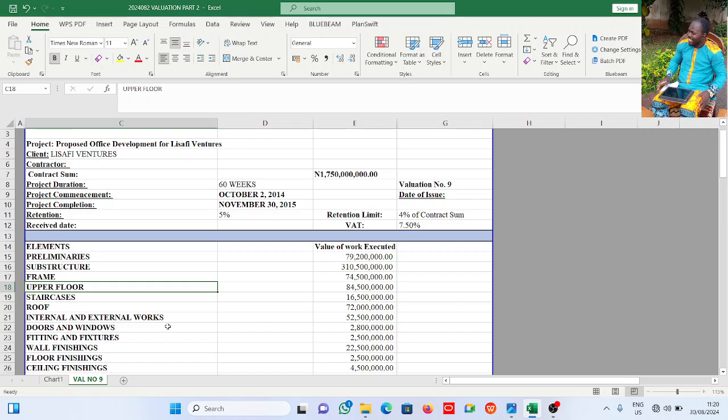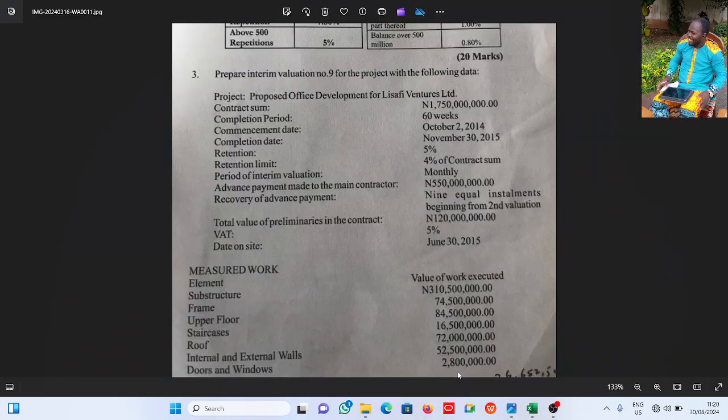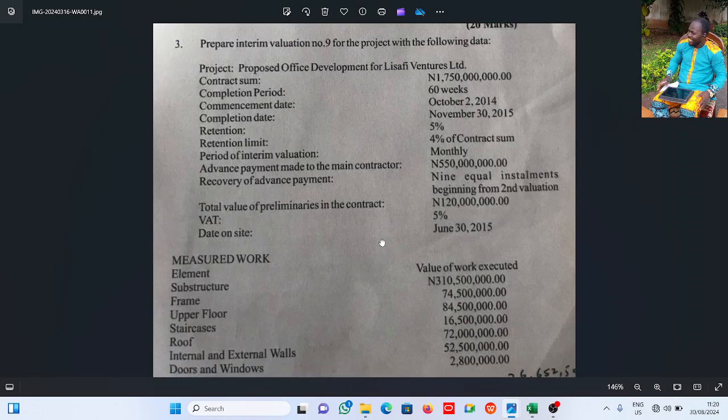Now, like we always do, we make reference to the NIQS Test for Professional Competence examination questions, because these are practical both for academics and for professional exams. I have a question here for 2018, and it is really going to do us much good. This is question number 3.